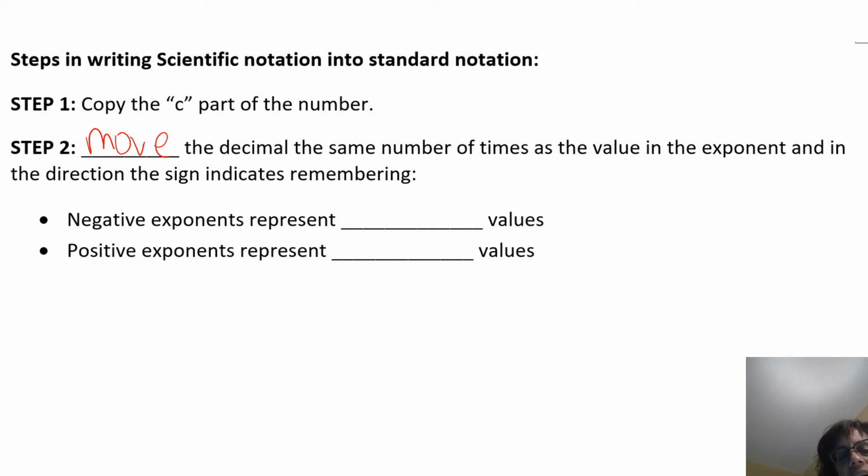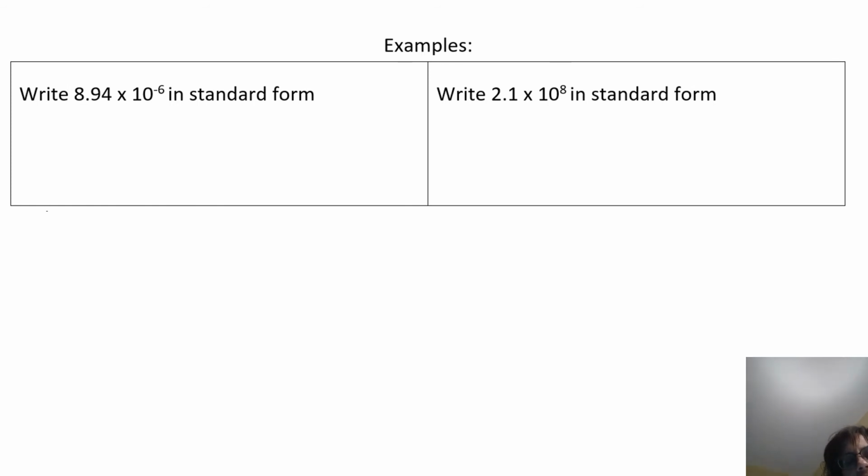Remembering, negative exponents represent small values. So if that exponent is small or negative, move it in the direction that causes the number to get smaller. Positive exponents represent large values. So if it's a positive exponent, move it in the direction that causes the number to get larger. All right, let's look at some examples. Okay, copy the C.